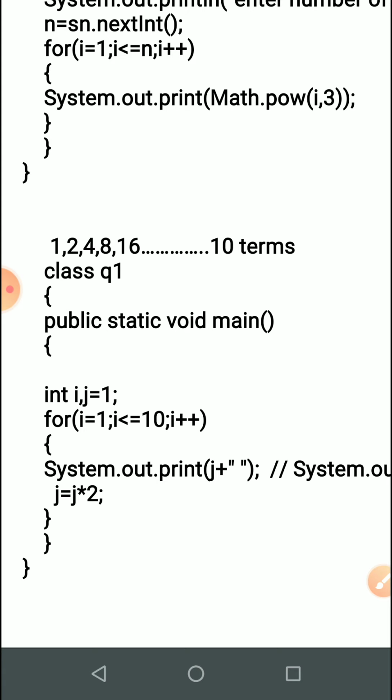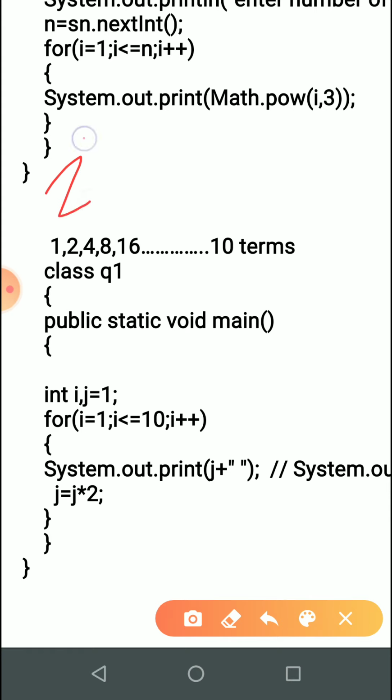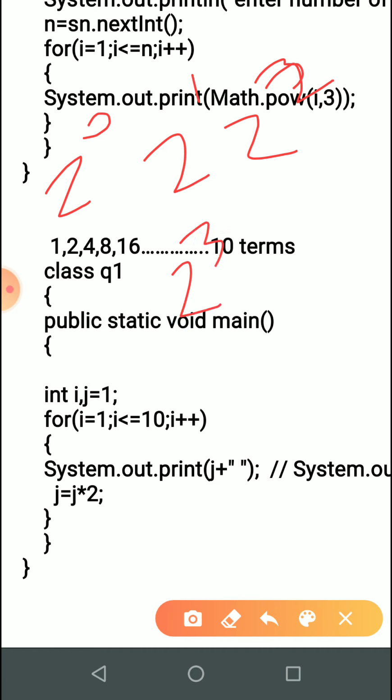Or you can say 2 the power 0 is 1, 2 the power 1 is 2, 2 the power 2 is 4, 2 the power 3 is 8. So it is this way also: 2 the power 0, 2 the power 1, 2 the power 2. So I have done both ways.